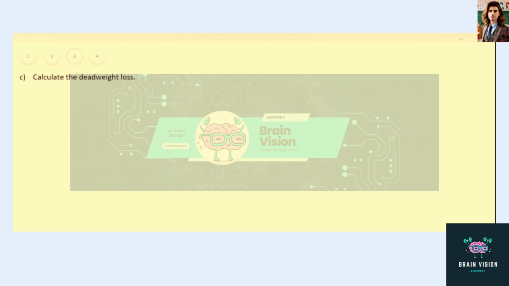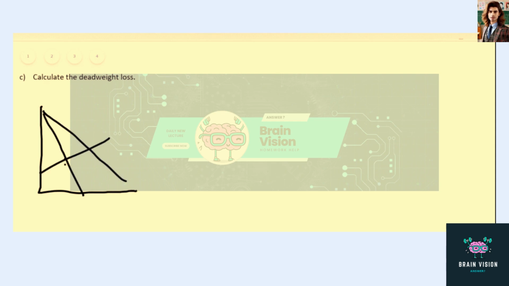For the third part of the question, we're asked to calculate deadweight loss. And so remember that deadweight loss, here's the graph for a monopoly. The monopoly is going to, here's marginal revenue, demand, and marginal cost. The monopolist is going to produce where marginal revenue equals marginal cost, but they're going to charge this P star. And so this right here is the deadweight loss. We want to calculate the area of that triangle.